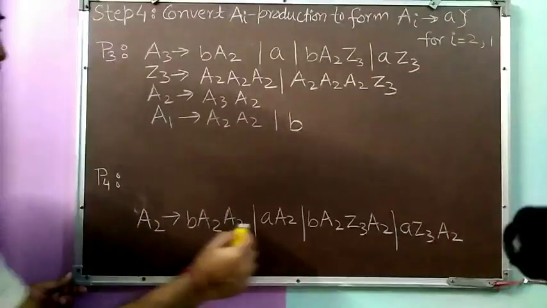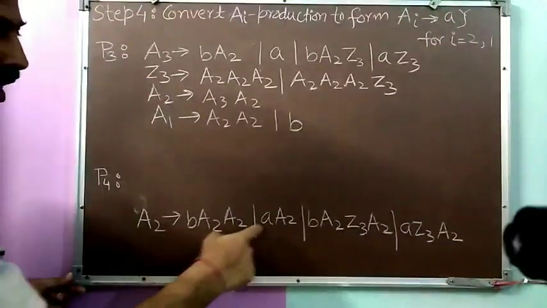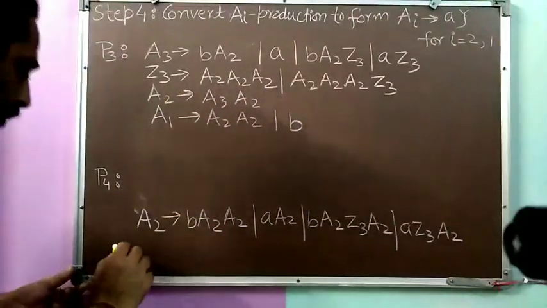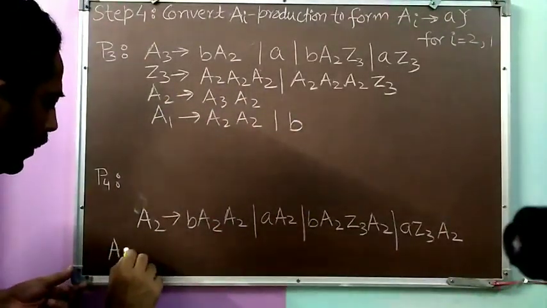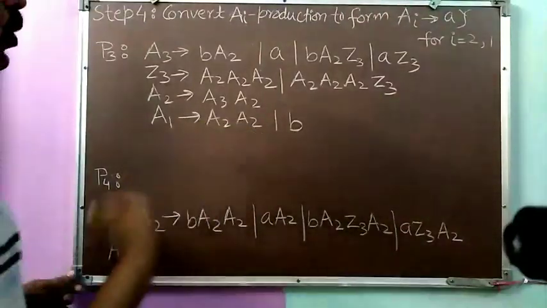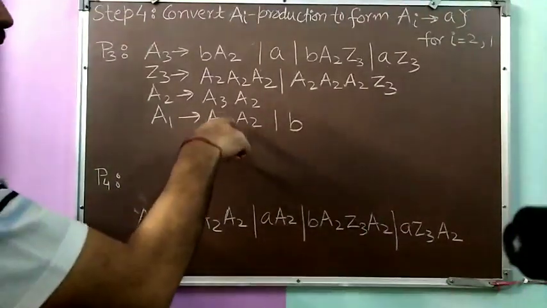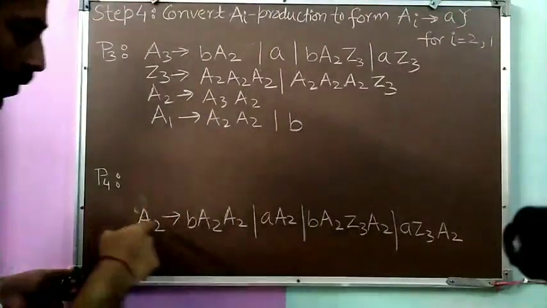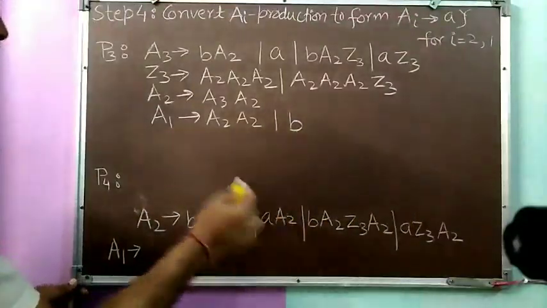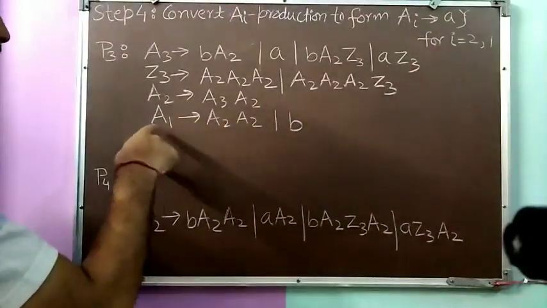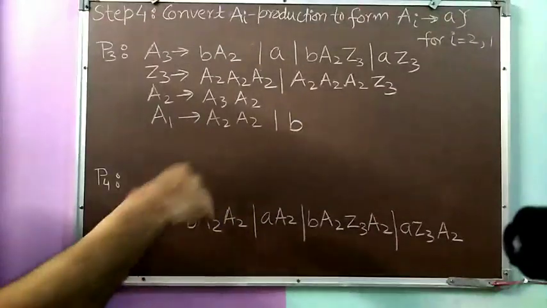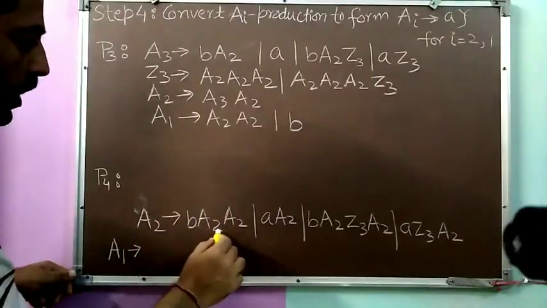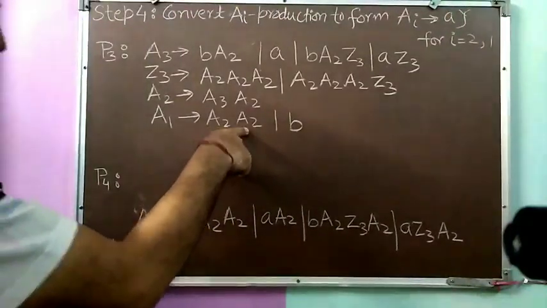Now all A2 productions, you can look, are starting from a terminal symbol. Similarly, we will do it for A1. For A1, it is A2, A2, so we will be using the values of A2. Now the values of A2 all start with a terminal, so when we use the value of A2 here, all A1 productions will also get converted to the required form. So put the value of A2 here: it is BA2, A2 and after it we have to put an A2.